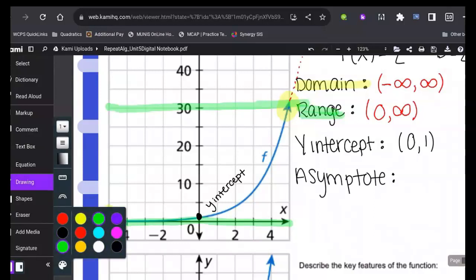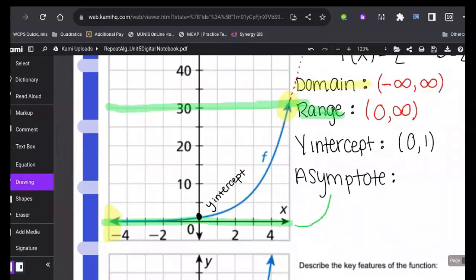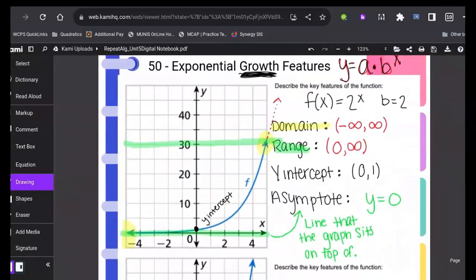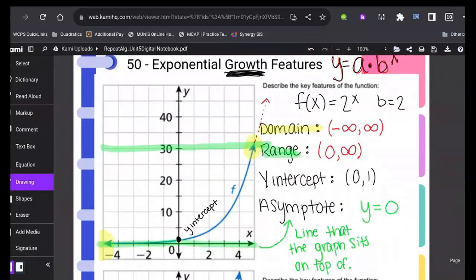All right, now the last thing is the asymptote. So this line right here, it's the line that the graph sits on top of. So that line that the graph sits on top of, that's the line 0. So our asymptote is y equals 0. So I wrote it in green because I highlighted our asymptote in green. It's the line that the graph sits on top of. So here are all the key features that you need to know about the first graph.